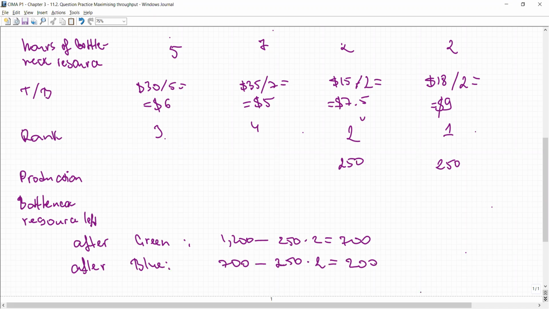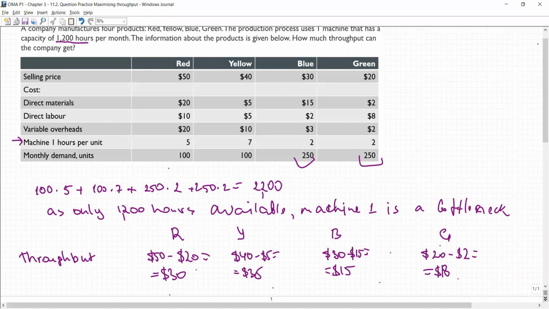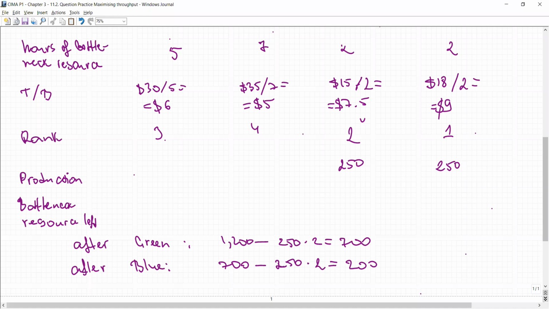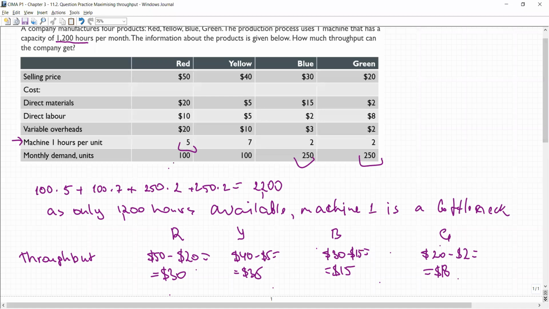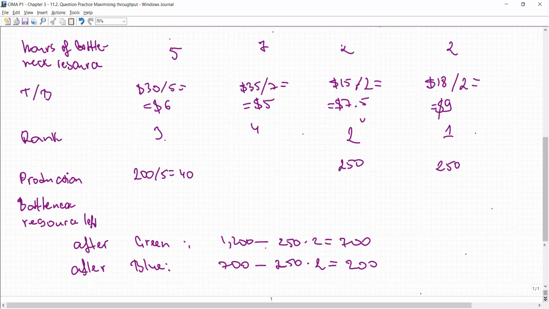And now we will have these hours allocated to the next best product, which is product red. And product red requires 5 machine hours. So this means that we cannot satisfy full demand. We can satisfy only 40 units. So we can produce only 40 units, not 100. So 40 units, that's it. And nothing of product yellow.